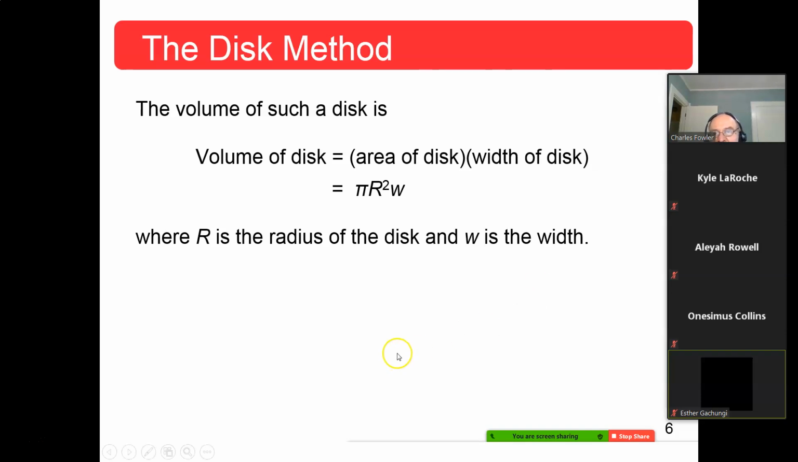So the volume of such a disk is the area of the disk, what I just said, pi r squared. Capital R is the radius, which is, in a sense, sort of like the y value we'll be doing a lot, but it doesn't have to be a y value. It's the difference from the top of the thing to the axis. Area of the disk, that's pi r squared, times the width of the disk, that's your W, where r is the radius of the disk and W is the width. Any questions so far? This is walking you through it pretty slowly, I think.